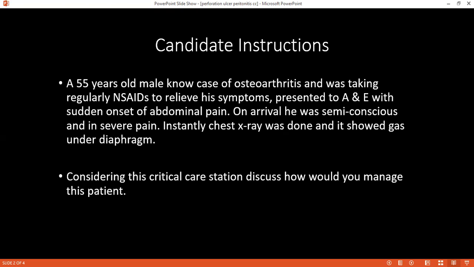You said the patient has abdominal pain. How would you manage the pain? Okay, for the management, I'm going to use parenteral analgesics. I will give the patient IV paracetamol and opioid treatment for the pain. And because of the chronic use of NSAID in the patient, I also want to give the patient a proton pump inhibitor.